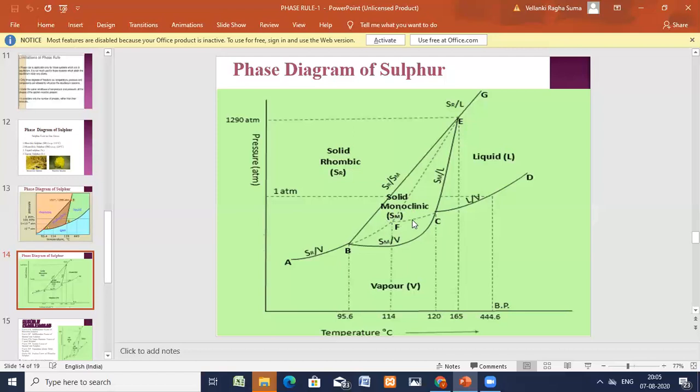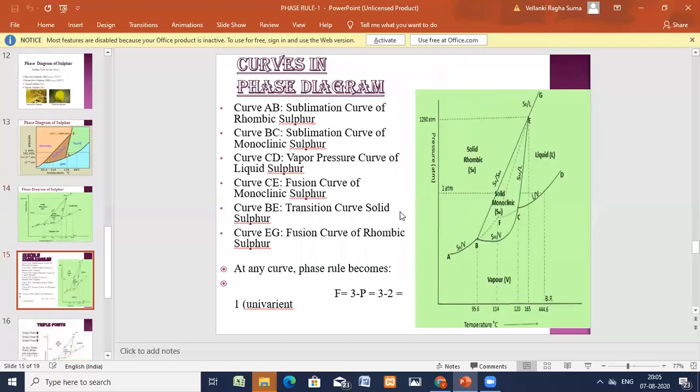Okay. Now we'll see the curves in detail. Curves in the phase diagram. First, AB. What does it indicate? The sublimation curve of rhombic sulfur. Sublimation, what do you mean? Solid is directly converting to gas. AB is the sublimation curve. Solid rhombic is converting to vapor. Solid to gaseous state is nothing but sublimation. Now, curve BC.